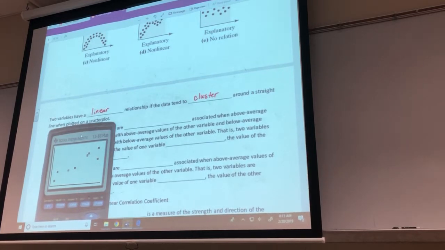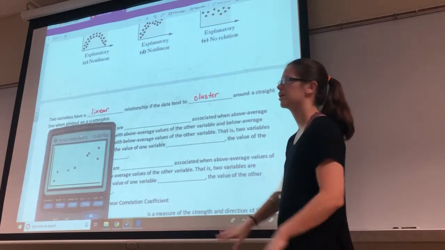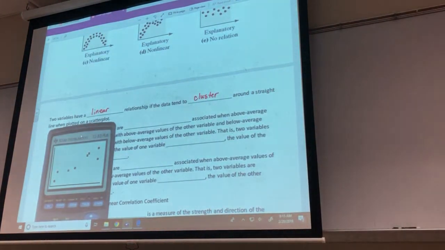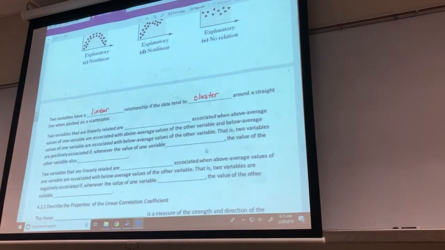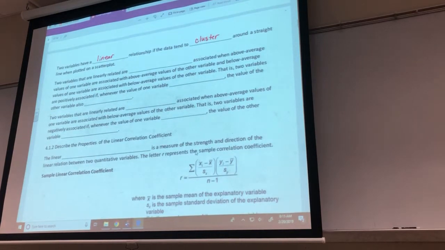And so when it comes to a gray area of how close does it need to be to linear, we're going to get to that later. There's a measure for that, and that's going to be R, which we'll get to later today.